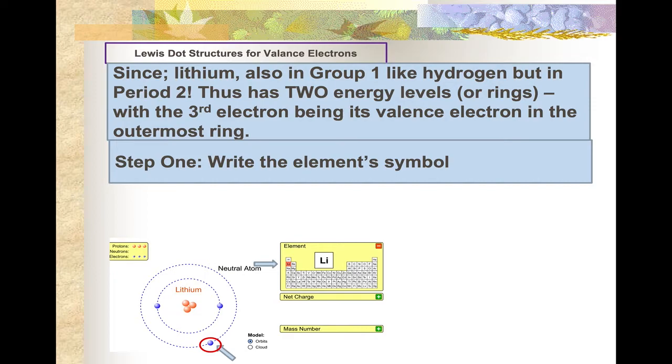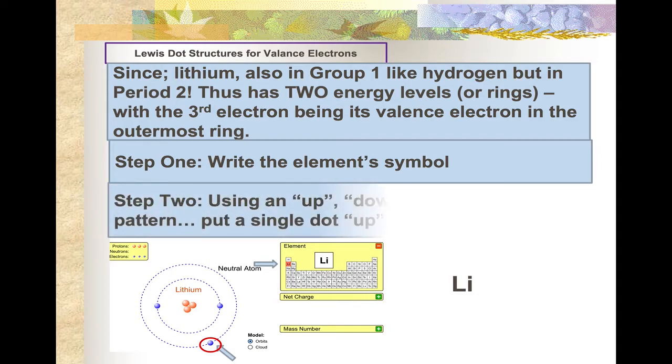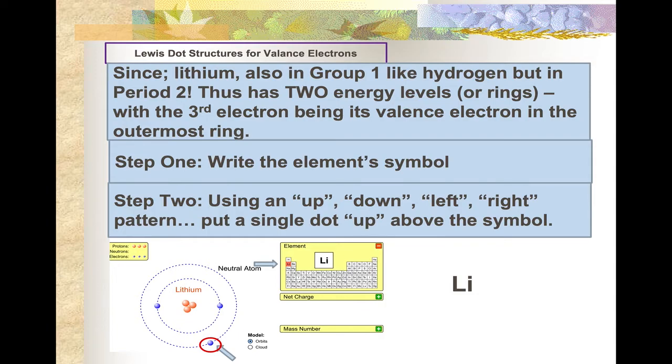Lewis says, write the element symbol. There it is. And I have 3 electrons, but I only have 1 in the outer ring, the valence ring. So I only have 1 to put on. Yes, it has 3, but I only put the outermost ring's valence electrons. It only has 1, just like hydrogen. It's in the same group. In fact, everybody in here is going to look like this with their own symbol. You're done.